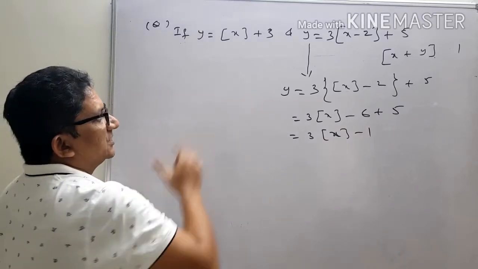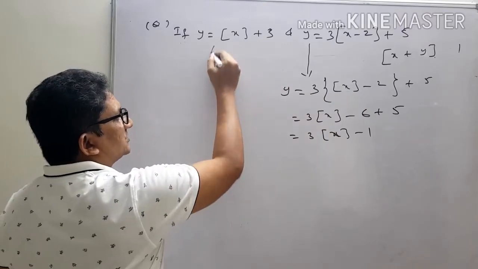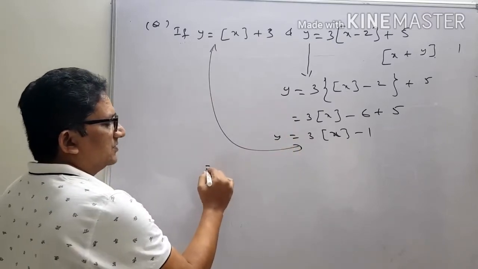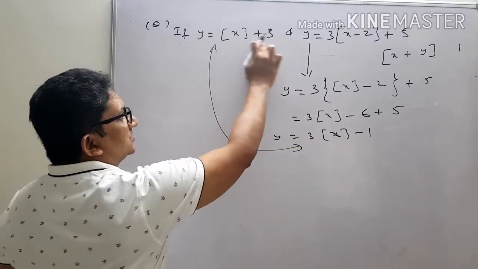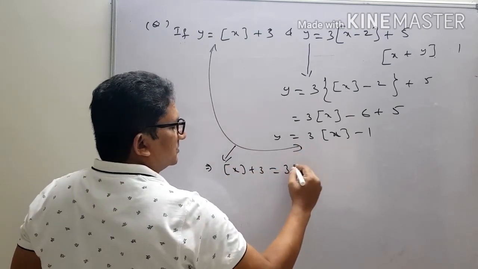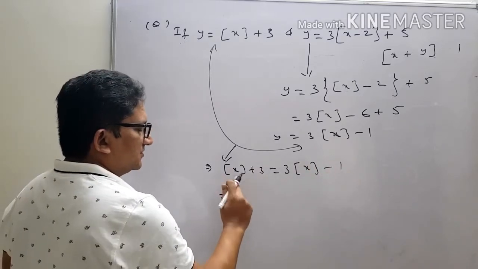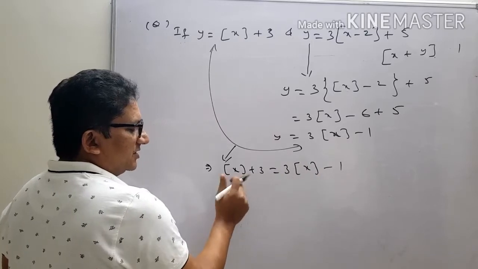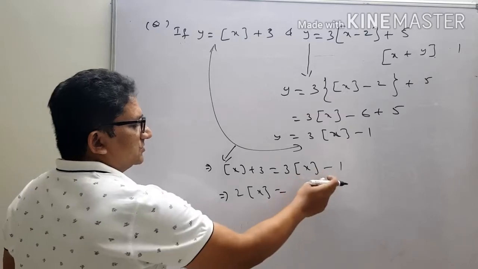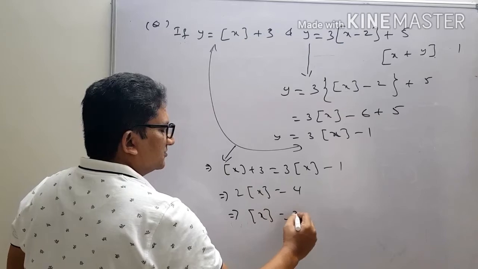Now we got somewhat similar shapes, both of these two are y only, so we will equate them. So [x] plus 3 equals 3 times [x] minus 1. From this, if you send this one here, 3[x] minus [x] will be 2[x] equals 4. That implies [x] is equal to 2.